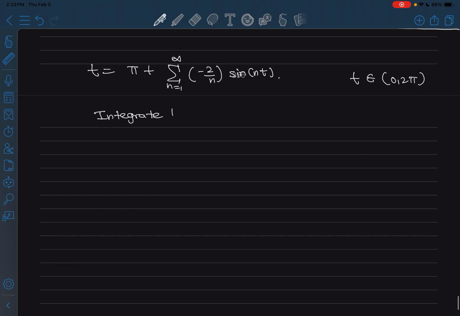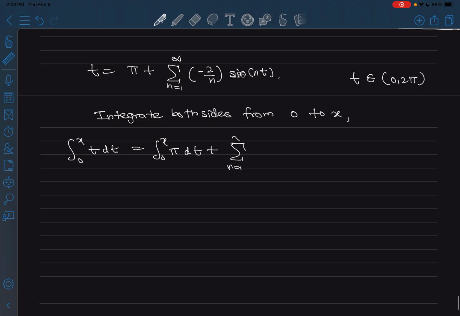Integrate both sides from 0 to x. So I get a new series now if I do that. The integral from 0 to x of t dt is equal to the integral from 0 to x of pi dt plus, I can take the integration inside the sum, and minus 2 over n is just a constant. So integration from 0 to x of sine of n t dt. Okay, I can do this, and this new series will again be valid on 0 to 2 pi.